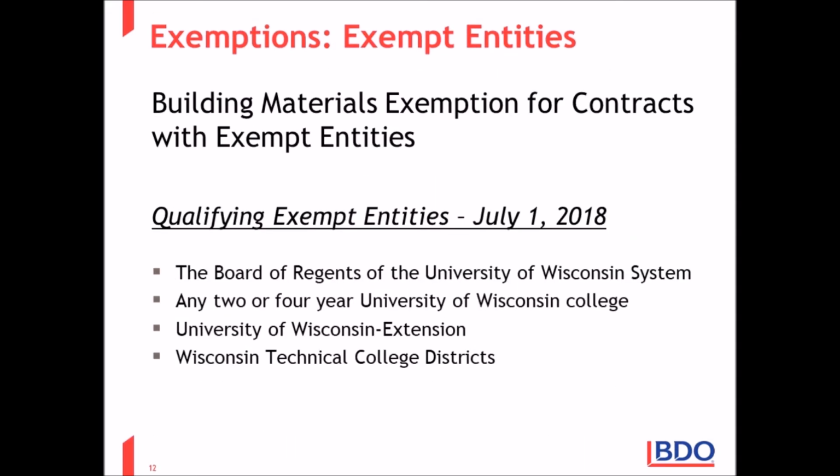And then, as I mentioned, there's a phase 2 to the list of qualifying entities effective this July, and those are listed on slide 12. The first 3 bullet points here basically boil down to the University of Wisconsin, the Board of Regents itself, any of the 2 or 4-year campuses, or the UW extension system. So starting in July, projects for any of these entities will qualify for the exemption. The last bullet point is the Wisconsin Technical College districts. There are a number of those around the state. Examples of those would be MATC in Milwaukee and WCTC in Waukesha.